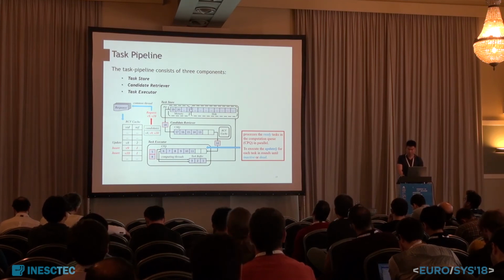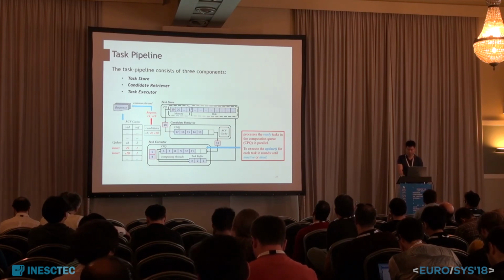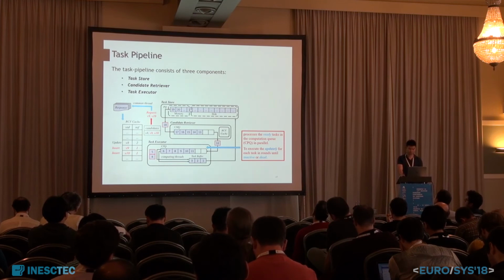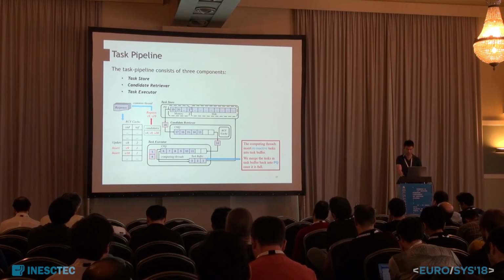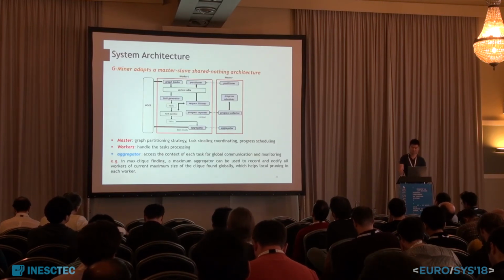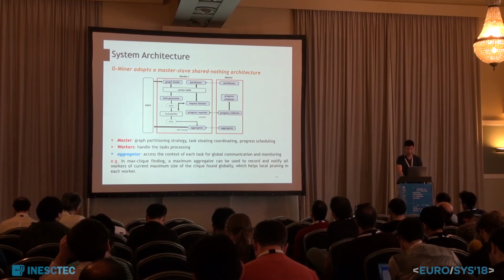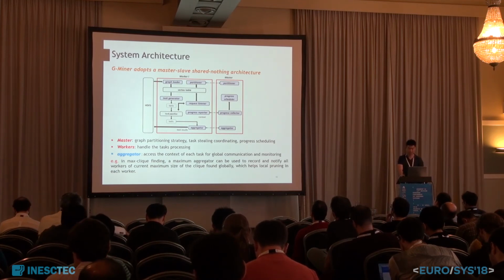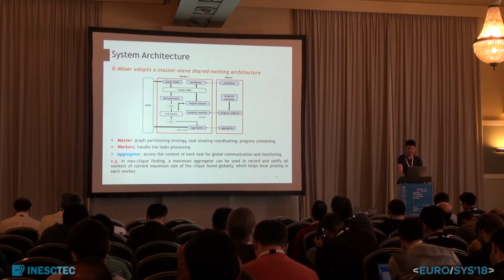So all the ready tasks will be further processed by the communication queues, parallelized by different threads, to execute update functions until the states become inactive or dead. Then we will merge them to a task buffer and further merge into the first task in the priority queue in the task store. Our system architecture adopts a master-slave shared-nothing architecture. The master only needs to handle the graph partitioning strategies, task stealing and coordinating, and progress scheduling. And the worker only needs to handle the task processing by CPU.